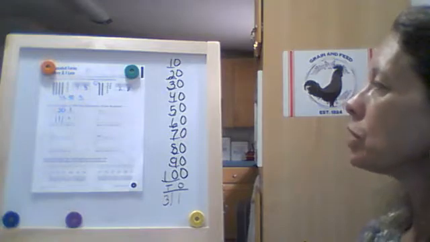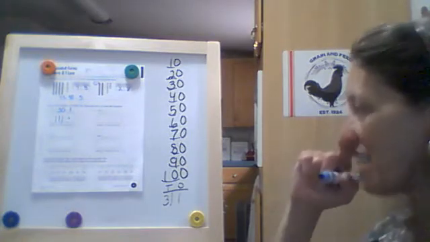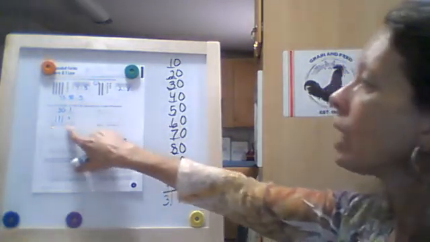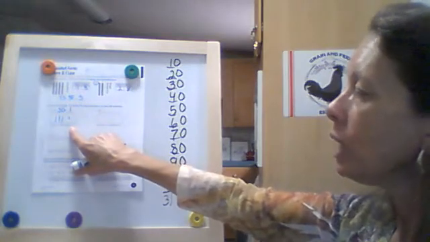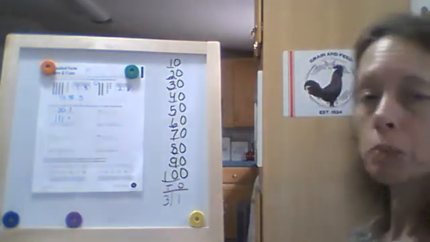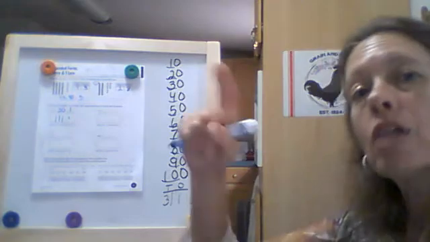And then we're going on to 1 more and 1 less. Okay, so if I have 31, what would happen if I added another spot? I have 31, 32. That's right. 32 right here.